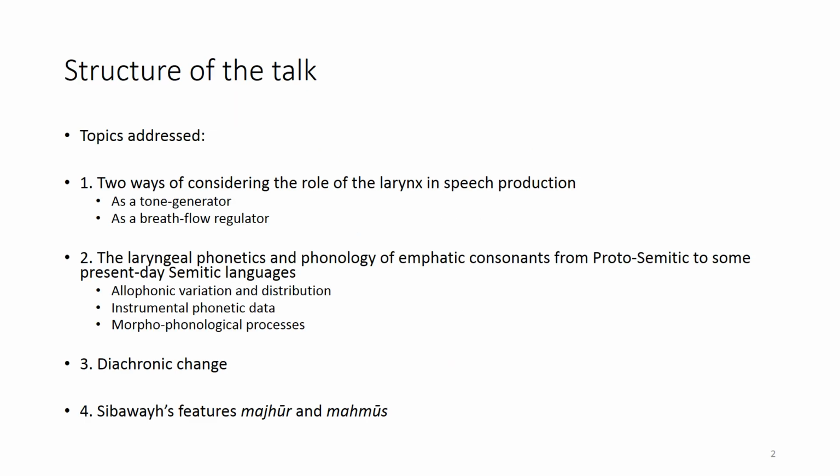The topics to be addressed in this talk are firstly two ways of considering the role of the larynx in speech production, as a tone generator or as a breath flow regulator. Secondly, the laryngeal phonetics and phonology of emphatic consonants from Proto-Semitic to some present-day Semitic languages, looking at allophonic variation and distribution, some instrumental phonetic data and morpho-phonological processes. Then considering some facts about diachronic change in Semitic languages, and finally Sibawayh's features majhur and mahmus, which will be looked at in relation to what's been said in the talk.